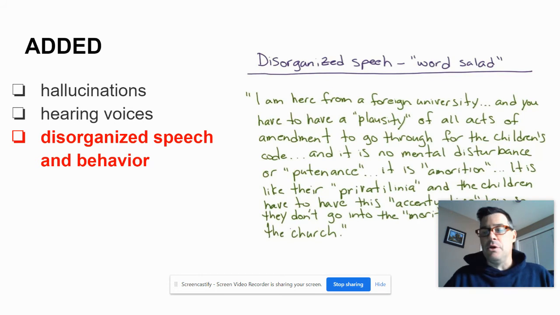So those are added. Those are positive symptoms of schizophrenia. And again, positive doesn't mean good. None of these things are good.